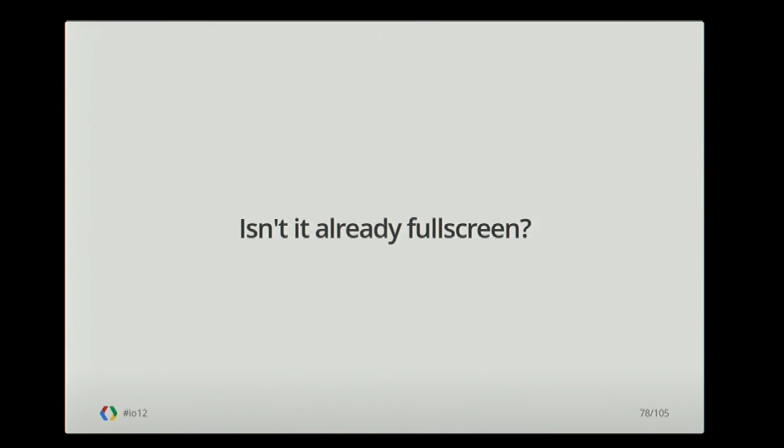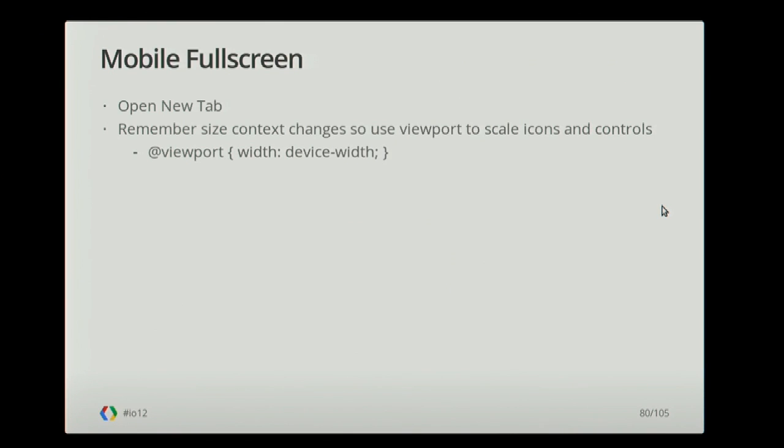So isn't mobile already full screen? Well, the browser is. So what we can do is take the video as full screen as it will go, which is the extent of the browser minus the browser chrome. So one thing you can do, for example, as we do in YouTube embeds, is just open a new tab with just the embedded video running full screen. In that case, since the dimensions of the screen change, it's a good idea to rely on the device width if you're sizing your controls in pixels, to make sure that things still look proportional and big enough to click on.